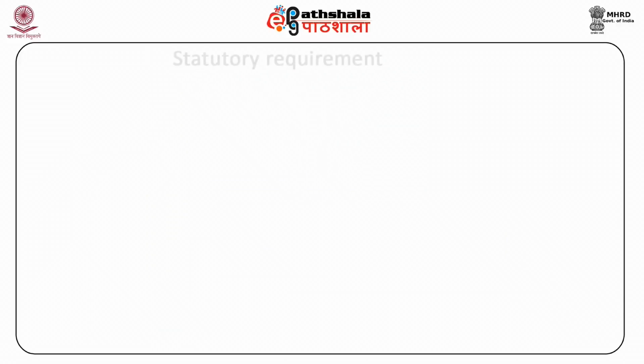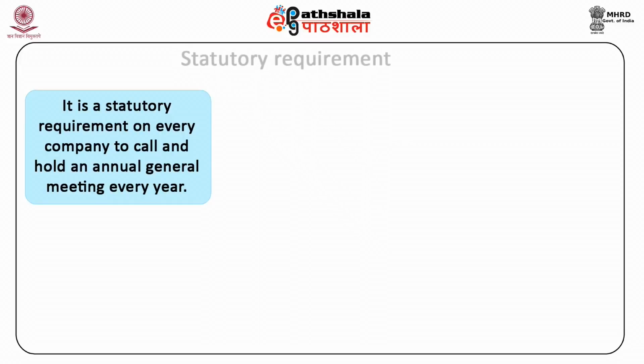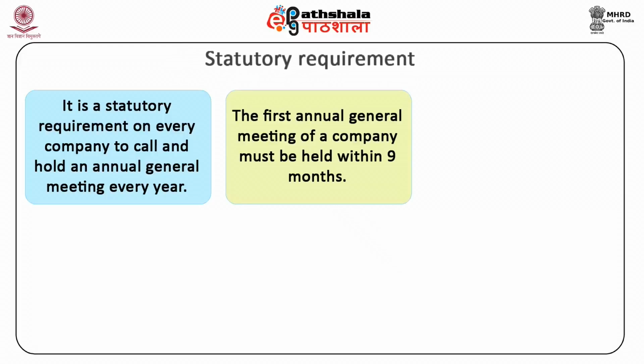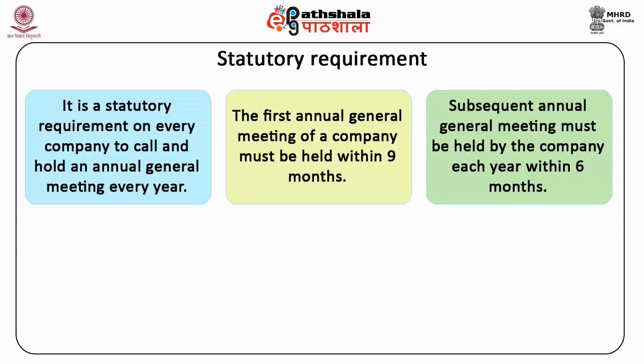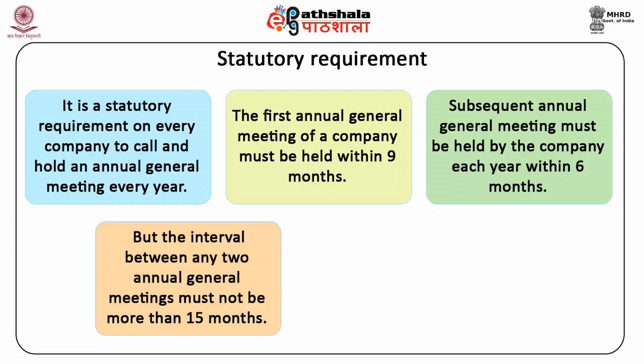Statutory requirement. It is a statutory requirement on every company to call and hold an annual general meeting every year. The first annual general meeting of a company must be held within 9 months from the closing of the first financial year of the company. Subsequent annual general meetings must be held by the company each year within 6 months after the close of the financial year, but the interval between any two annual general meetings must not be more than 15 months.